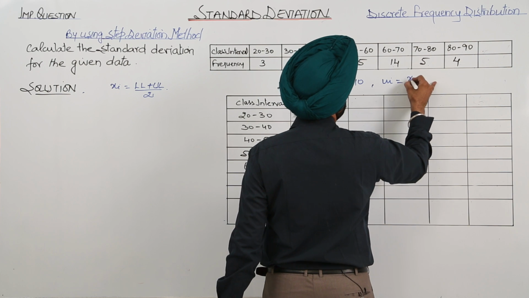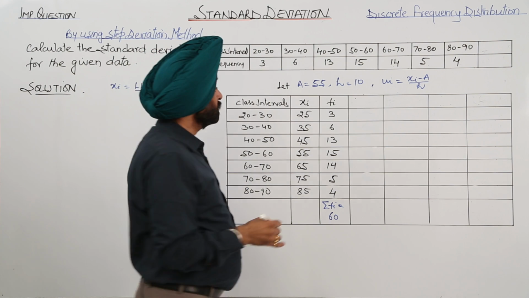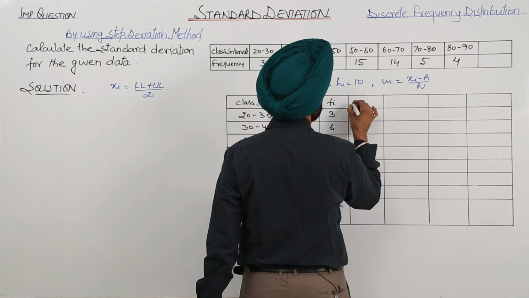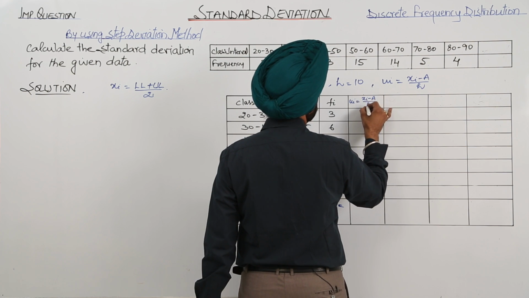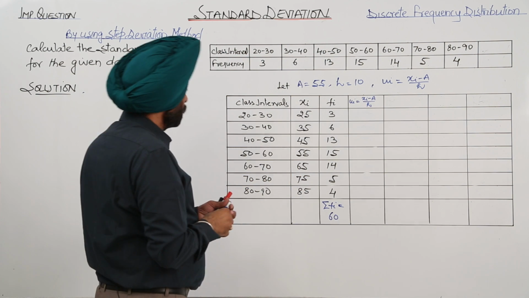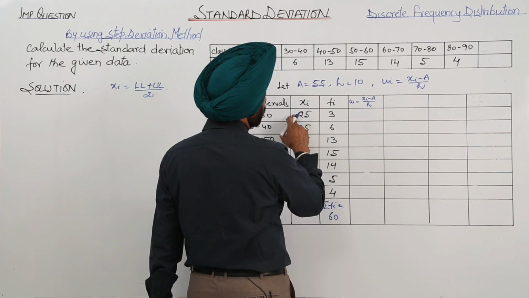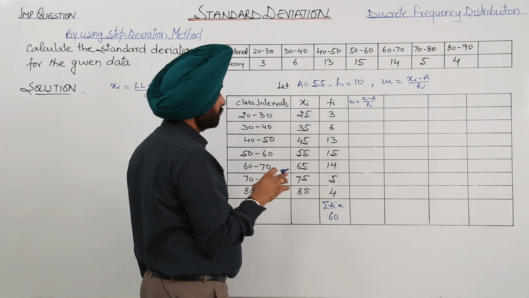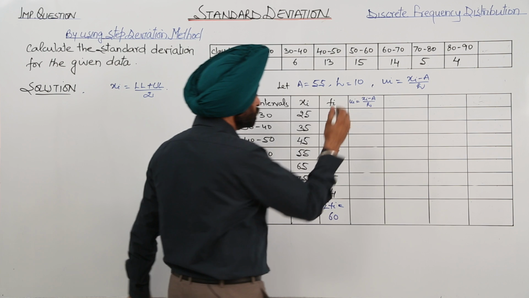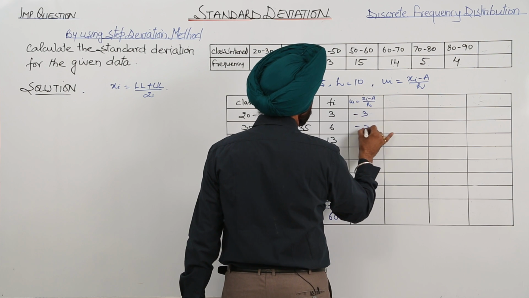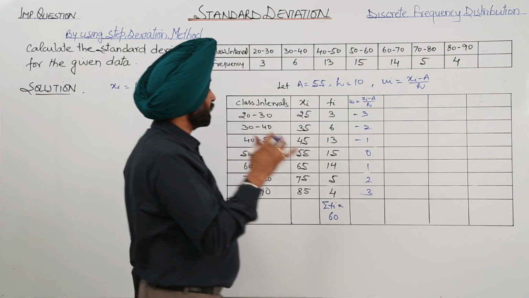Now first thing, ui is equal to xi minus a upon h. So I am writing here ui is equal to xi minus a upon h. Very simple: 25 minus 55 is negative 30, divided by 10. H is 10. So just go on: minus 3, minus 2, minus 1, 0, 1, 2 and 3. Very simple thing, fast calculation.